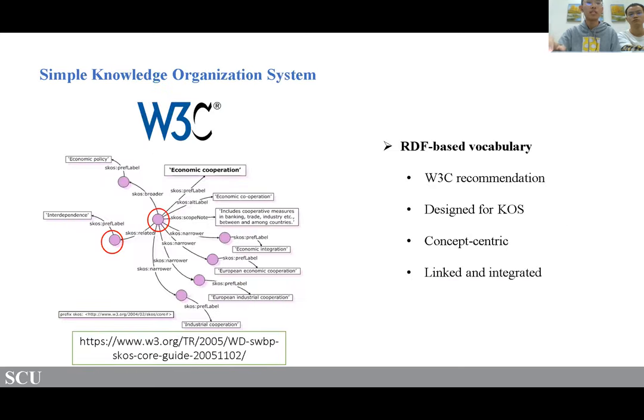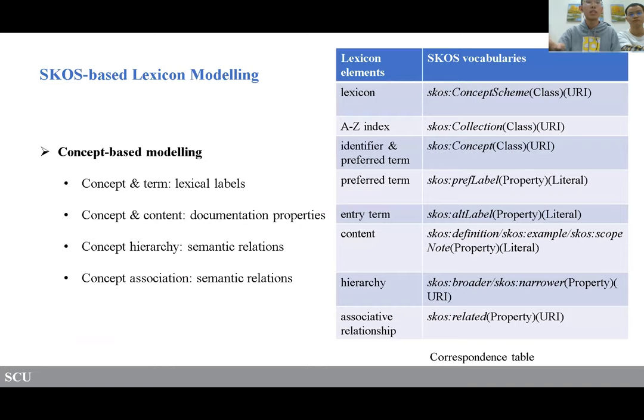Now that we have KOS as a generic term, the next step is to find a data model. Simple Knowledge Organization System, SKOS, as the W3C recommendation, is technically designed for KOS. Since SKOS is concept-centric, it enables constructing linked and integrated data through associating concepts. In order to implement semantic modeling, the elements of the lexicon need to correspond to the vocabularies in SKOS. For all properties of lexical entries, terms are represented by lexical labels, while content of terms are represented by documentation properties. For relationships between lexical entries, concept hierarchy and concept association are represented by semantic relation properties.